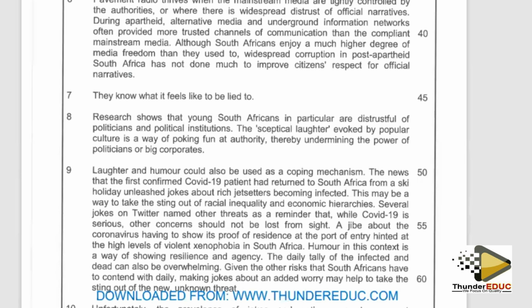Several jokes on Twitter named other threats as a reminder that while COVID-19 is serious, other concerns should not be lost from sight. A jibe about the coronavirus having to show its proof of residence at the port of entry hinted at the high levels of violence and xenophobia in South Africa. Humor in this context is a way of showing resilience and urgency.